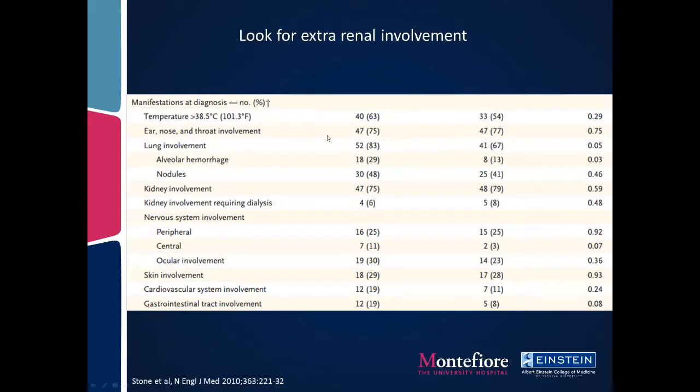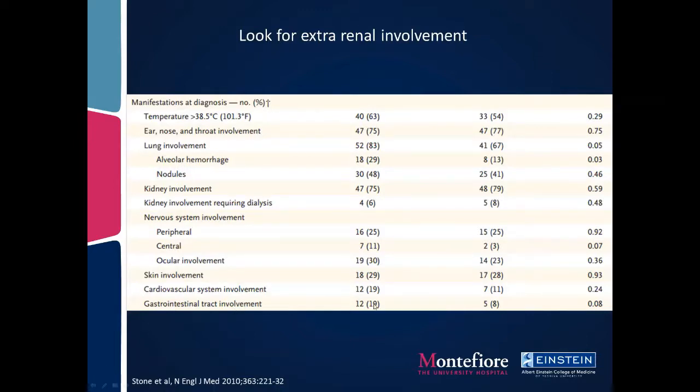And in them, you can see the findings. You have ear, nose, and throat involvement in 75% of patients, lung involvement about 83% of patients. You have peripheral nervous system. You can have vasculitis of the nervous system in about 25 to 30% of patients. And skin involvement, where you have the leukocytoclastic vasculitis, was present in about 30% of patients. So some of them also had cardiovascular and GI involvement.